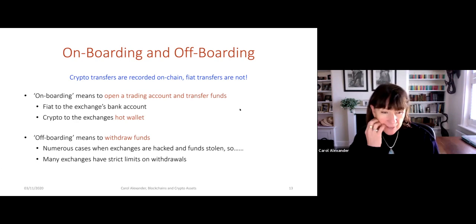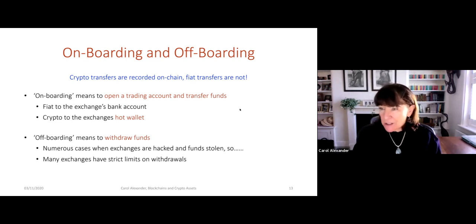Okay, so offboarding means to withdraw funds, and there's lots of cases when the exchanges are hacked and the funds are stolen. So actually exchanges nowadays limit the withdrawals that you can make. So you can only withdraw a certain amount each day. And sometimes they stop withdrawals completely.